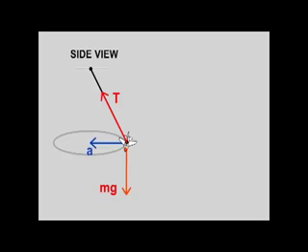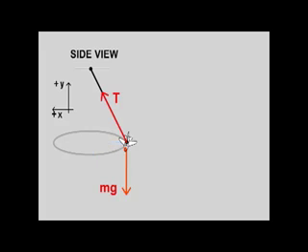Now it makes sense when doing a force analysis with circular motion to make one of the axes point in the direction of the acceleration. So I'll make the x-axis point that way. And the y-axis just has to be perpendicular to that. It can point up or down. So the positive axes are in these directions.